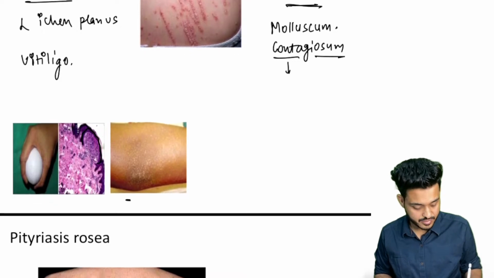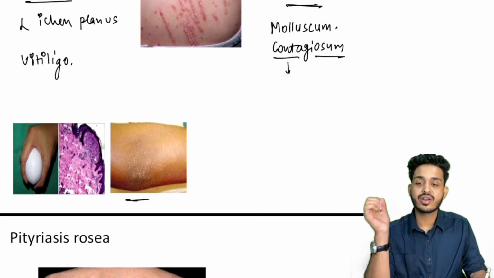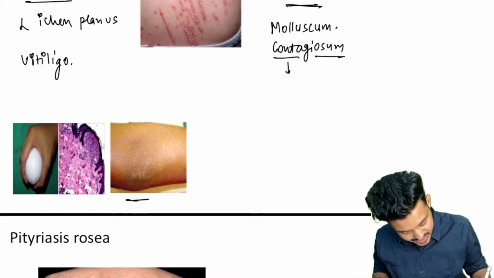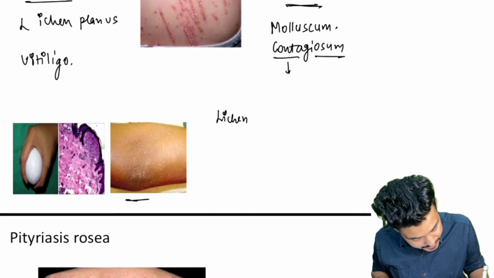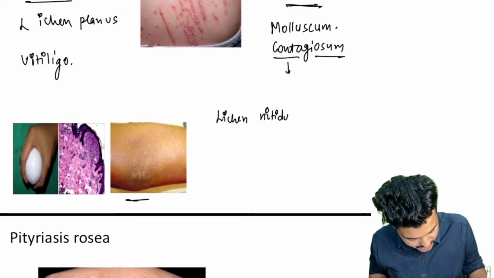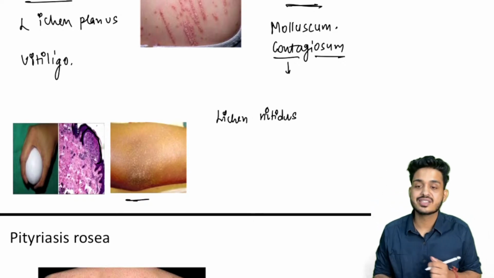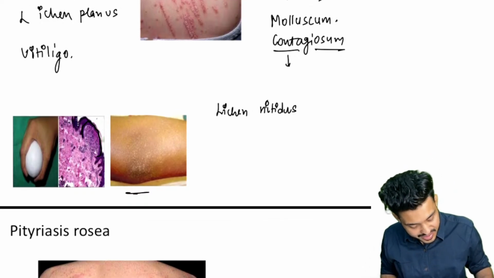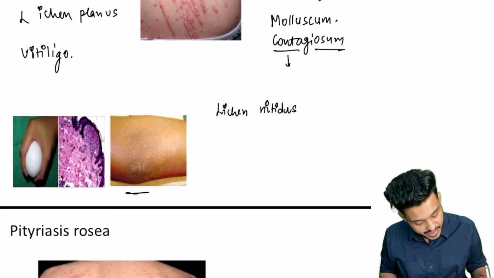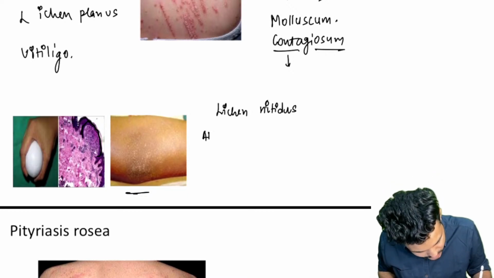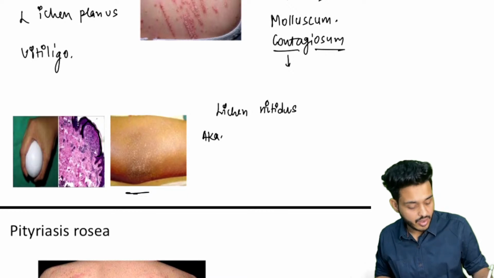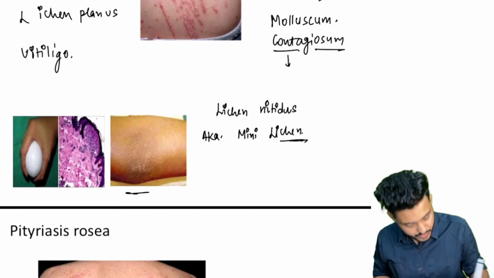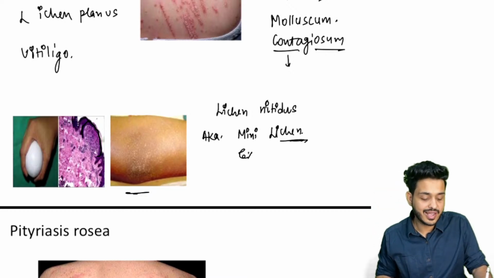What is this structure? What are these things? So you will find on your extensor surface near the elbow multiple small dots, right? These are known as lichen nitidus. Multiple small dots over your extensor surface around your elbow are known as lichen nitidus, also known as mini lichen. That would be found on the extensor surface.